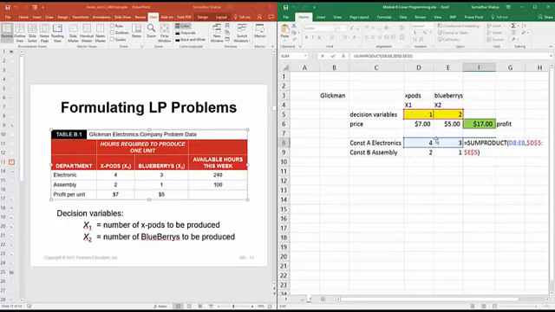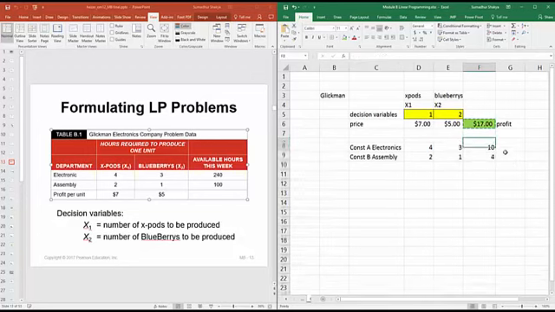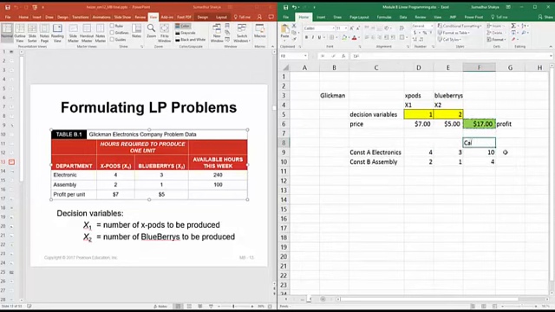So the decision variables times the coefficients for the constraint. What it does is 4 times 1 plus 3 times 2, and that is 10 hours. So this is what we call the calculated left hand side variable.